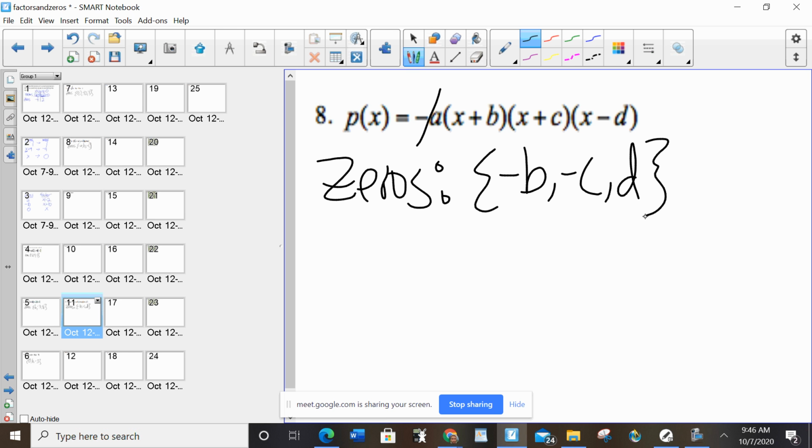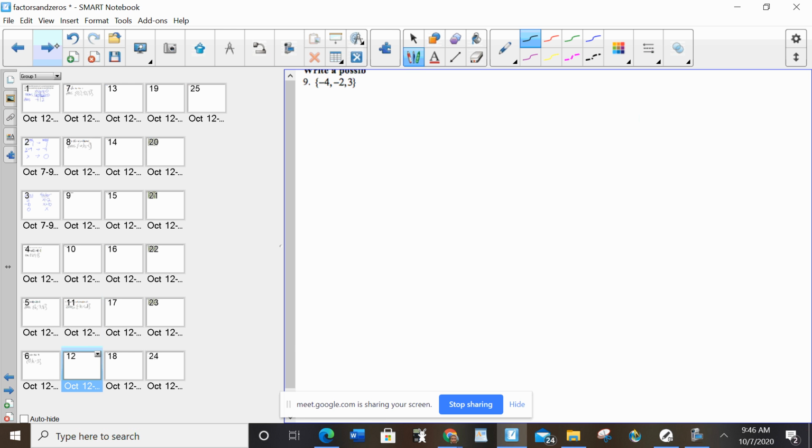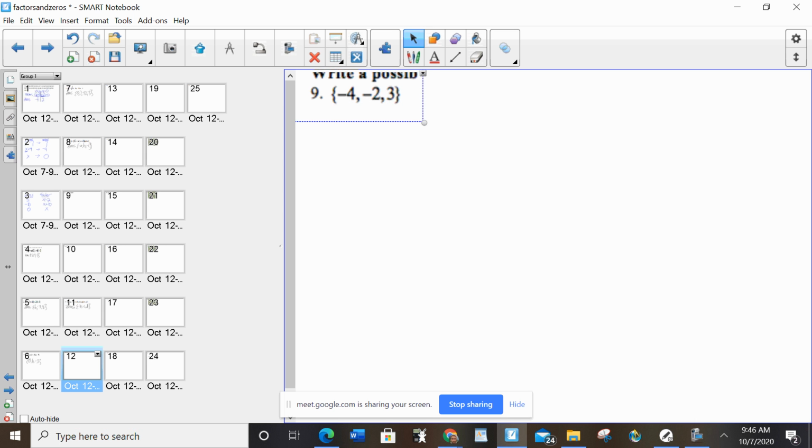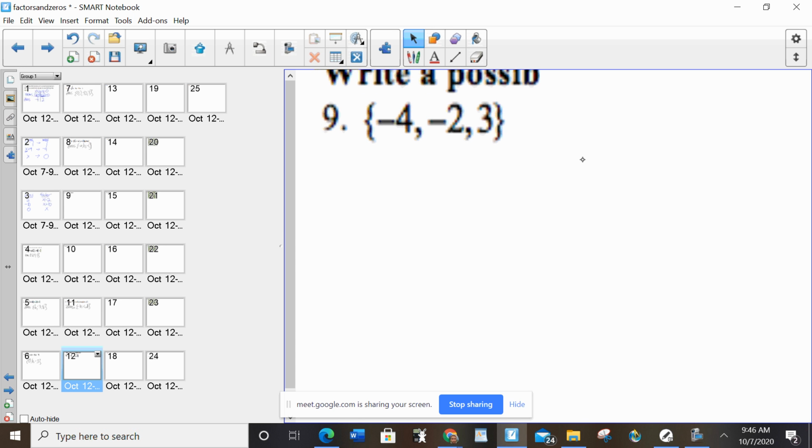All right, now we're going to go in the other direction. I'm going to give you the zeros, and I'm going to ask for the factors. I'm going to ask you to write an equation, because once I have the factors, that's my equation. Remember that factors have x's.